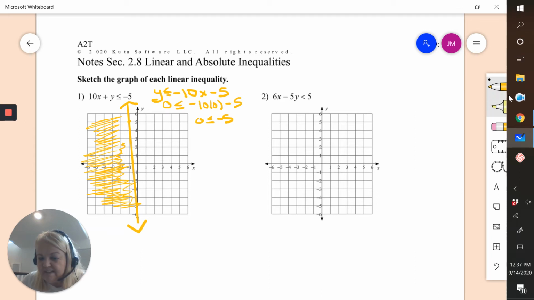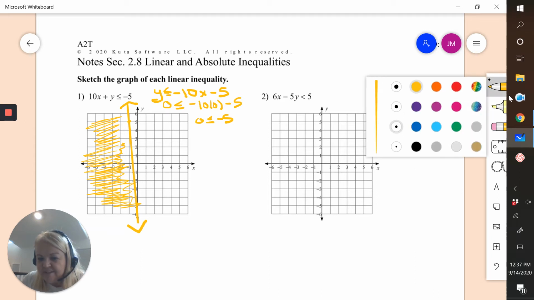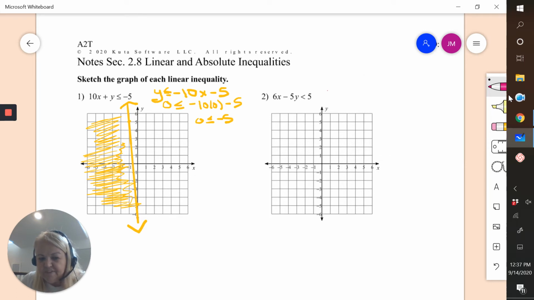Okay, let's look at another one. We'll change colors here a little bit. Now, you don't have to change everything to slope-intercept form if you don't want to. I showed you one where we could change it. I'll show you one in standard form that you don't have to necessarily convert to slope-intercept form. You can use x and y intercepts. So you can find the x-intercept.